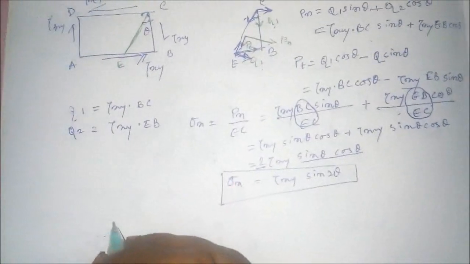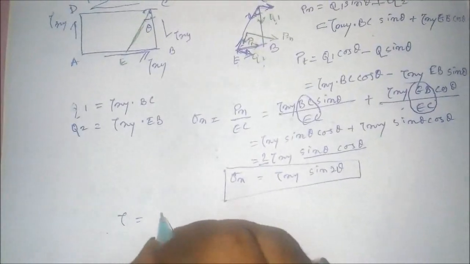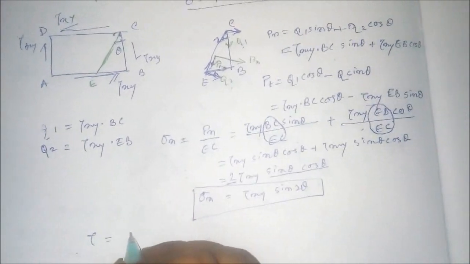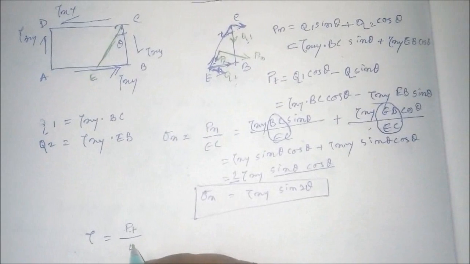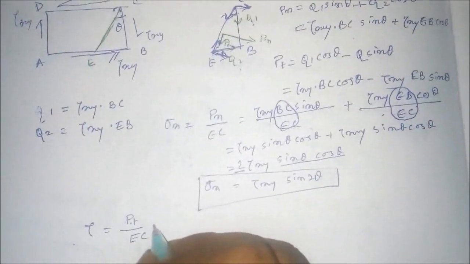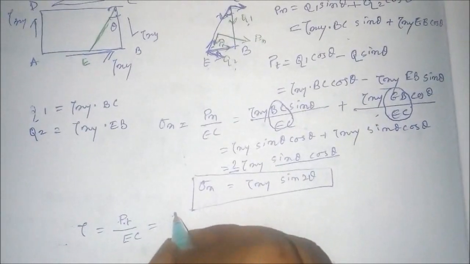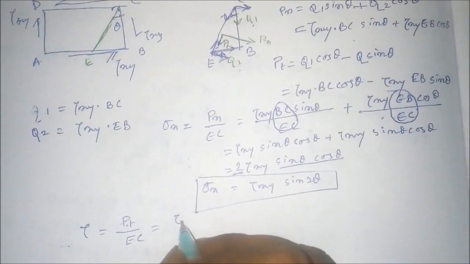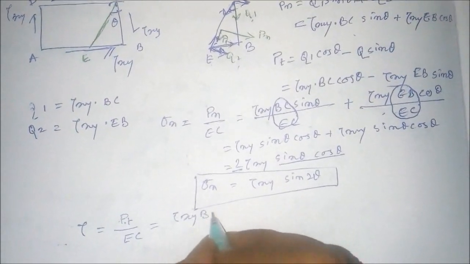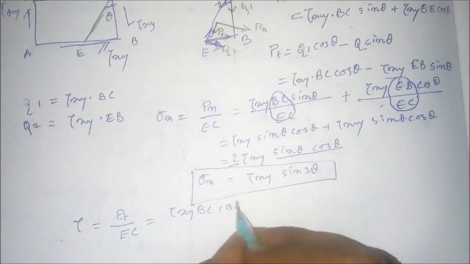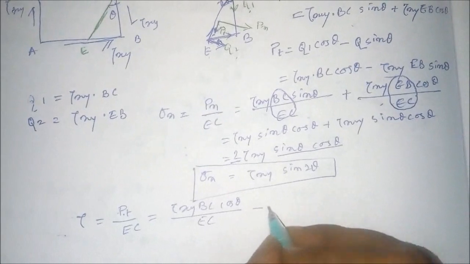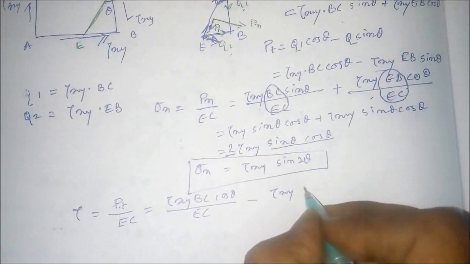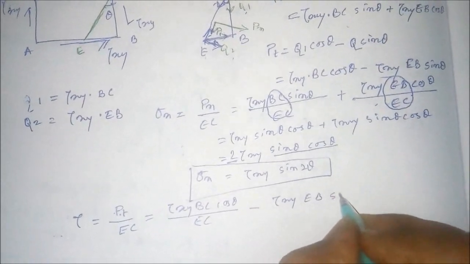Now what will be the value of tau? The value of tau will be similarly Pt divided by the area EC. This is equal to tau xy BC cos theta divided by EC, minus tau xy EB sin theta, right, divided by EC.